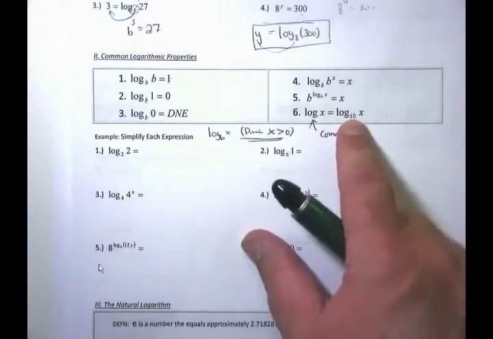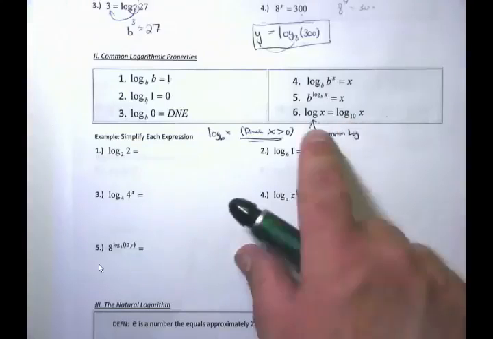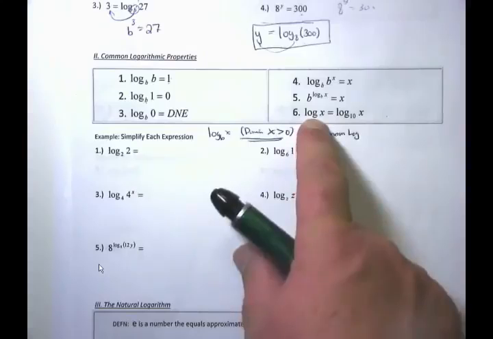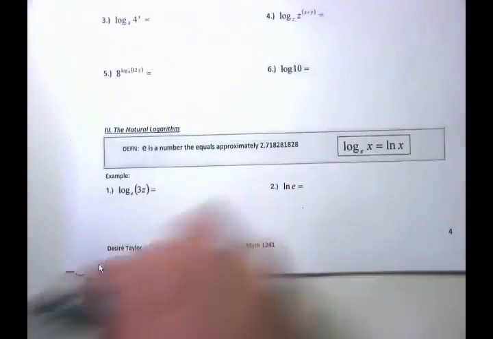The only problem with that is, you've got to remember, we're mathematicians. We're inherently lazy. So after a while, we got tired of writing the little 10 down here, and we just stopped writing the 10. So if you don't see a base on a log, it is understood to be what base? Base 10, called the common log.